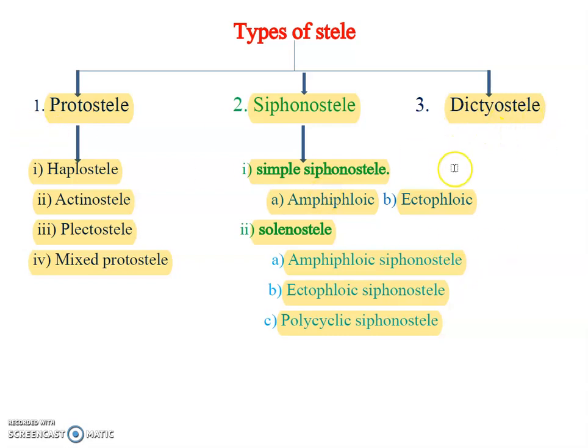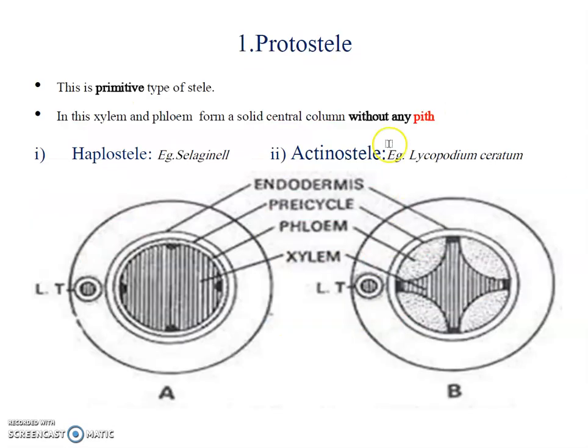So first, protostele. Proto means first. This is the primitive type of stele. Stele means arrangement of vascular bundles. In this, the vascular tissue first starts to develop. Here, xylem and phloem form a solid central column without any pith. Pith means central part. So stele means arrangement of xylem and phloem.